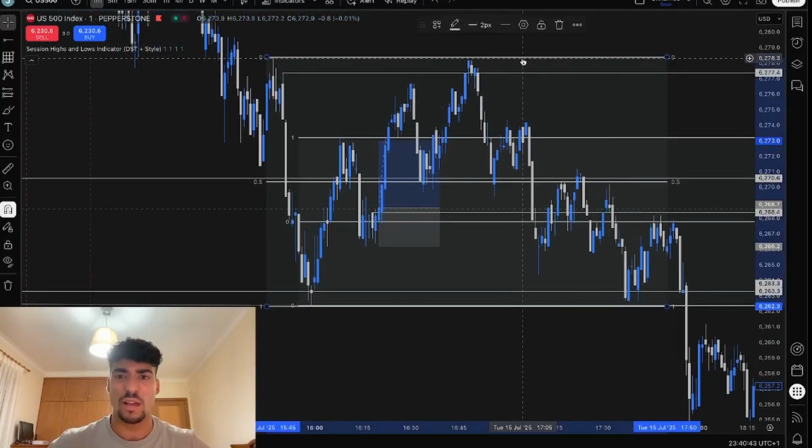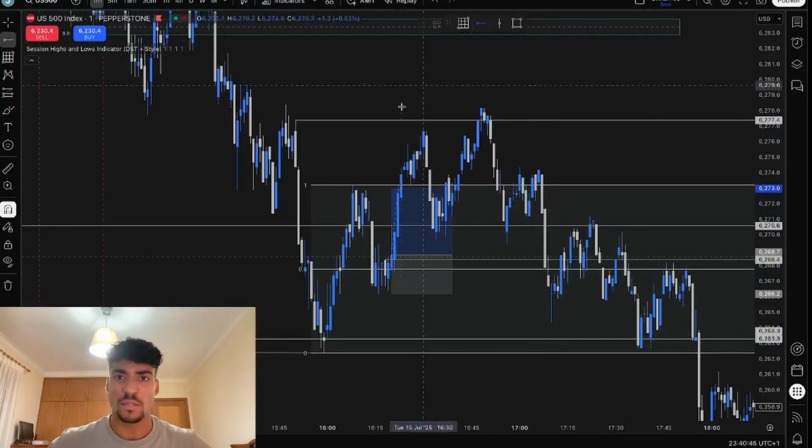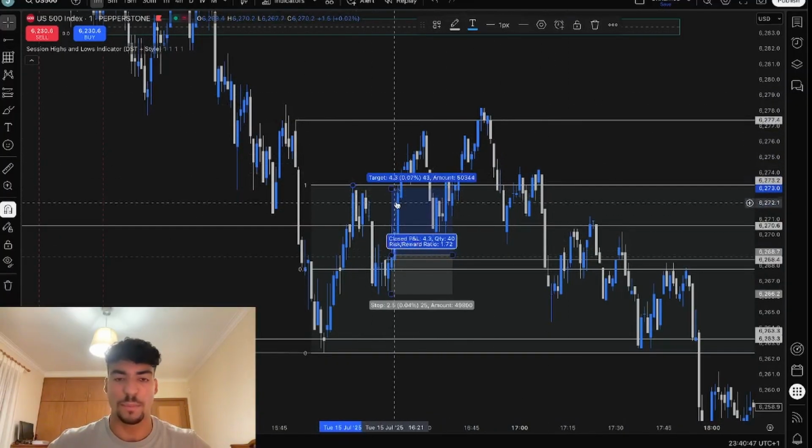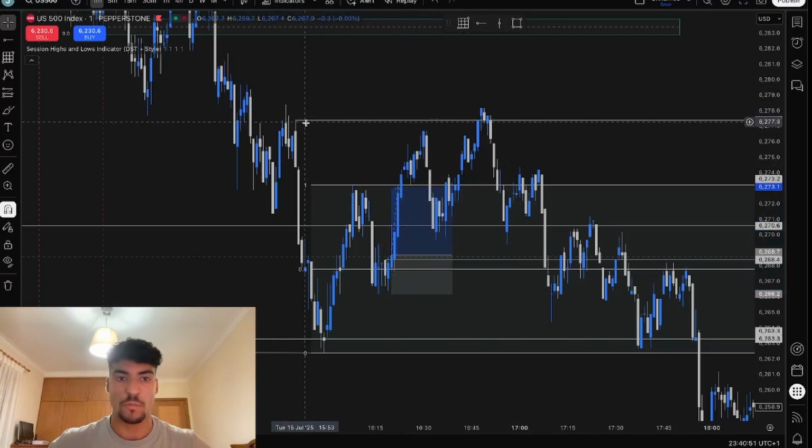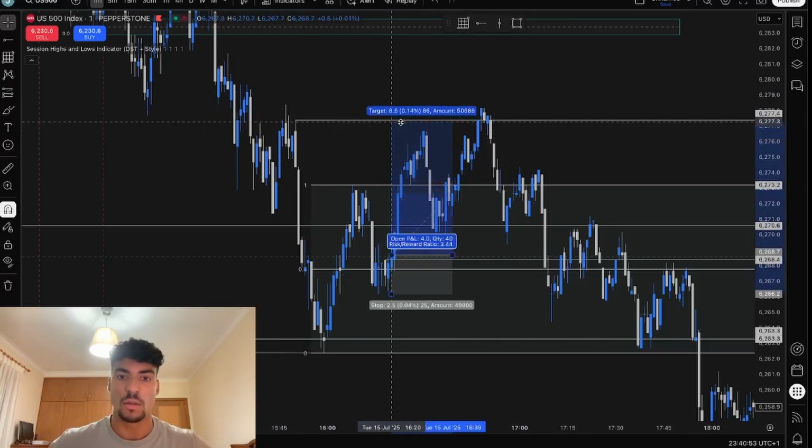All you need to use is really this 1 minute highs right here. Boom, keep it simple, bro. Almost 1 to 2 risk reward ratio. Then for take profit 2, you can use this 1 minute highs as well. Boom, literally 3.4 risk reward ratio.